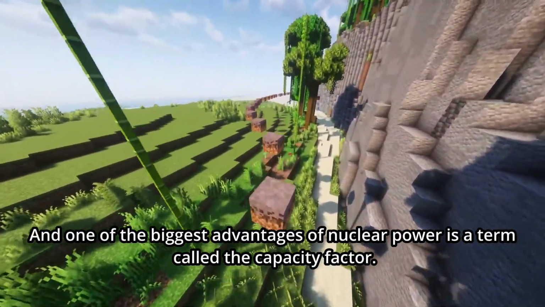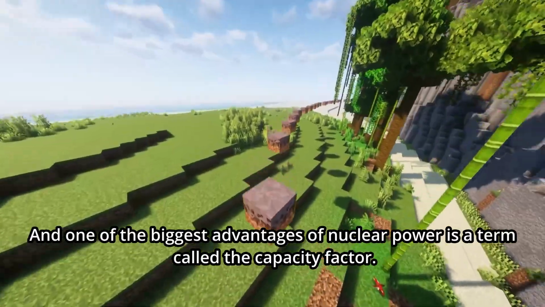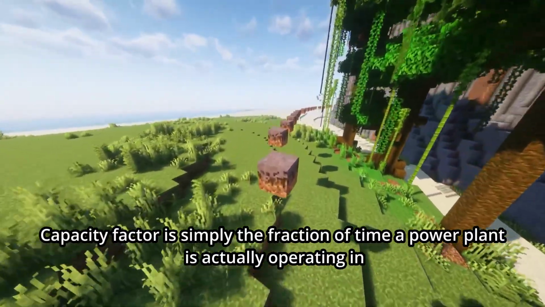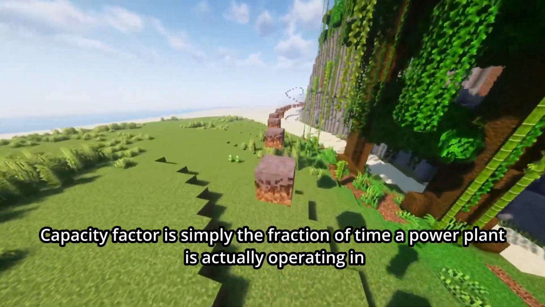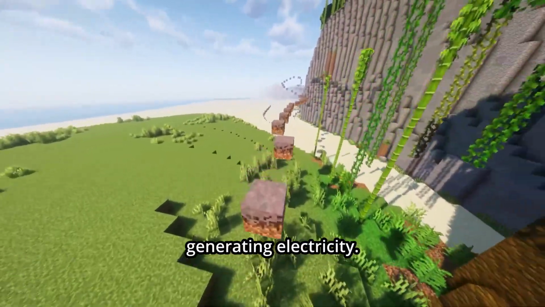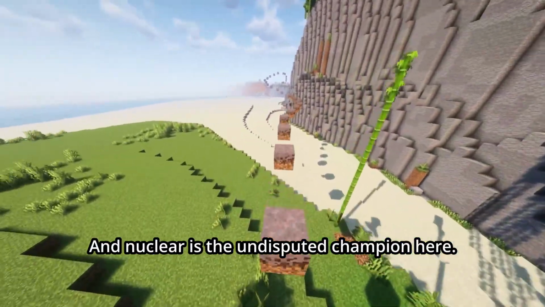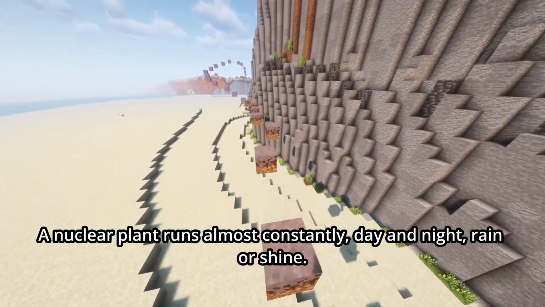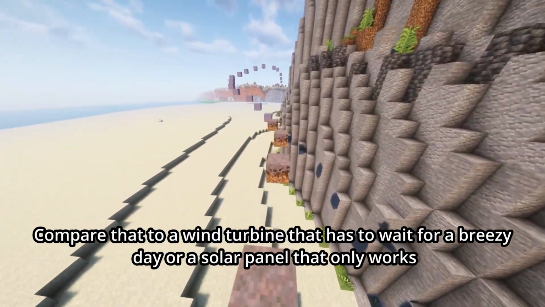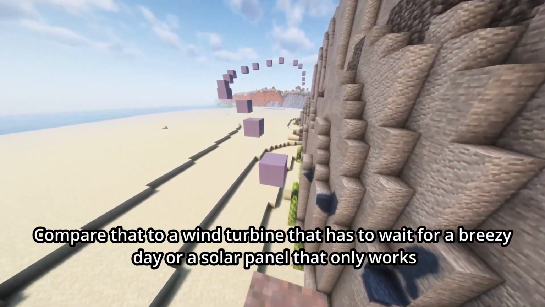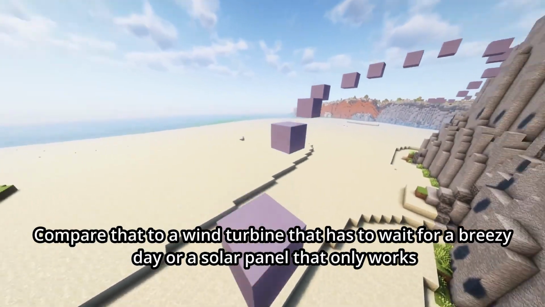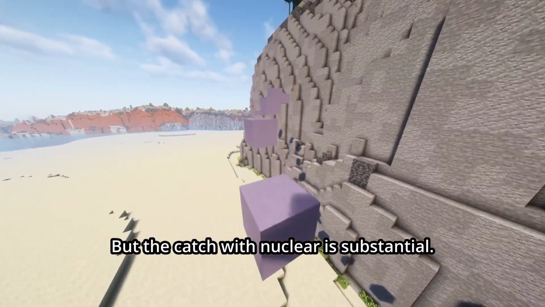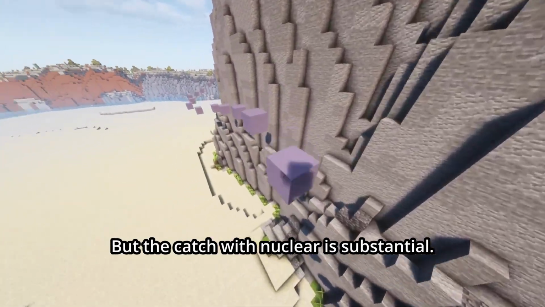Exactly. And one of the biggest advantages of nuclear power is a term called the capacity factor. Capacity factor is simply the fraction of time a power plant is actually operating and generating electricity. And nuclear is the undisputed champion here. A nuclear plant runs almost constantly, day and night, rain or shine. Compare that to a wind turbine that has to wait for a breezy day or a solar panel that only works when the sun is up. But the catch with nuclear is substantial.